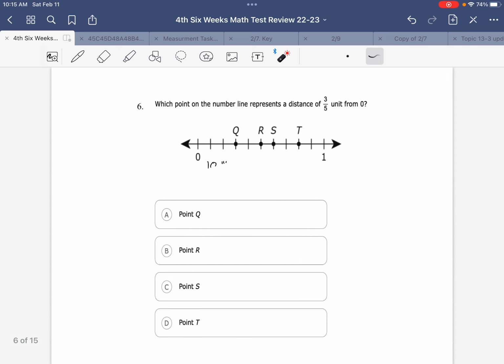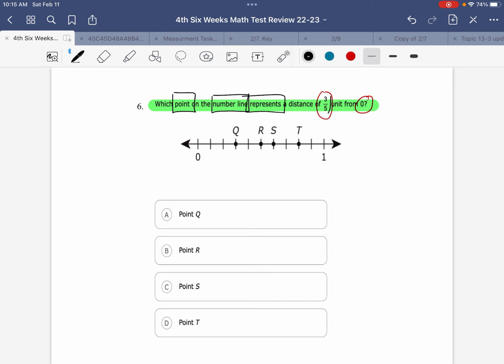Okay, next one says, which point on the number line represents a distance of 3/5 unit from 0? Okay, and we have our number line. So I'm going to do my cubes. I'm going to circle my important numbers, 3/5 and then 0. Underline my question, which point on the number line represents a distance of 3/5 unit from 0? Box in my keywords. Point, so which point, number line, represents, and then unit.